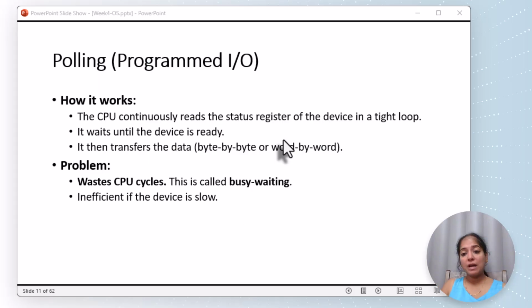Then we have programmed input output, which is also called polling. In this, the CPU repeatedly checks the device's status register until it is ready. For example, a printer may take time before it can accept the next character, and the CPU waits, wasting CPU cycles. This is called busy waiting. It is inefficient, especially if the device is slow.